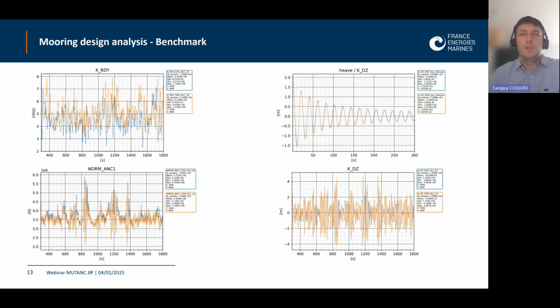I will not go into detail on this slide, but just to show you that we performed a comparison of the model between EDF and France Energy Marine. And so we are pretty confident with the model. In addition to that, the VolturnUS and the 15 megawatt turbines are well known in the literature, so we had plenty of material to compare with.